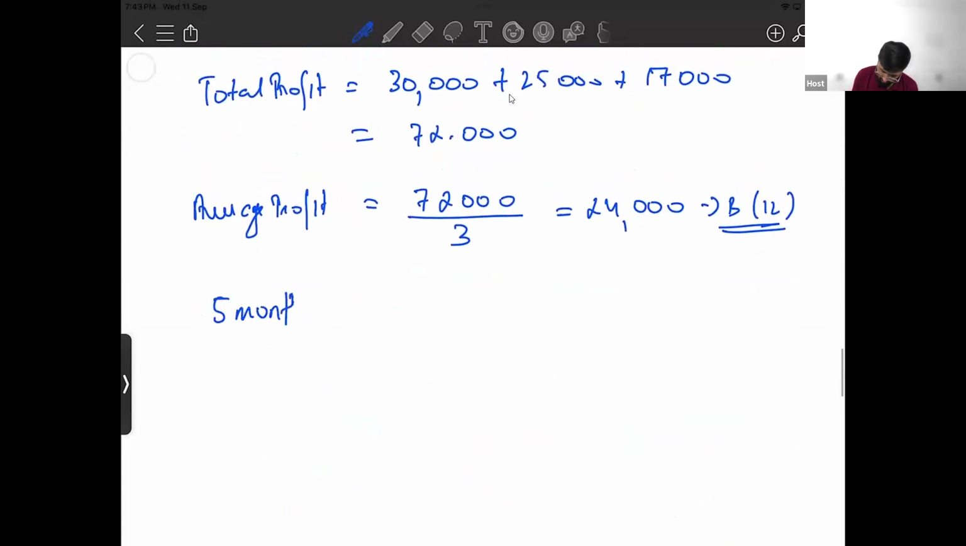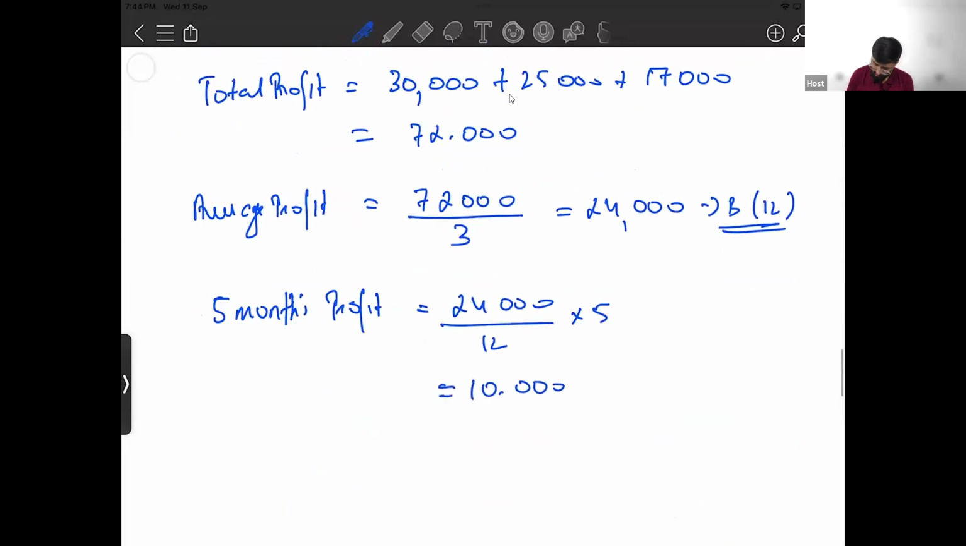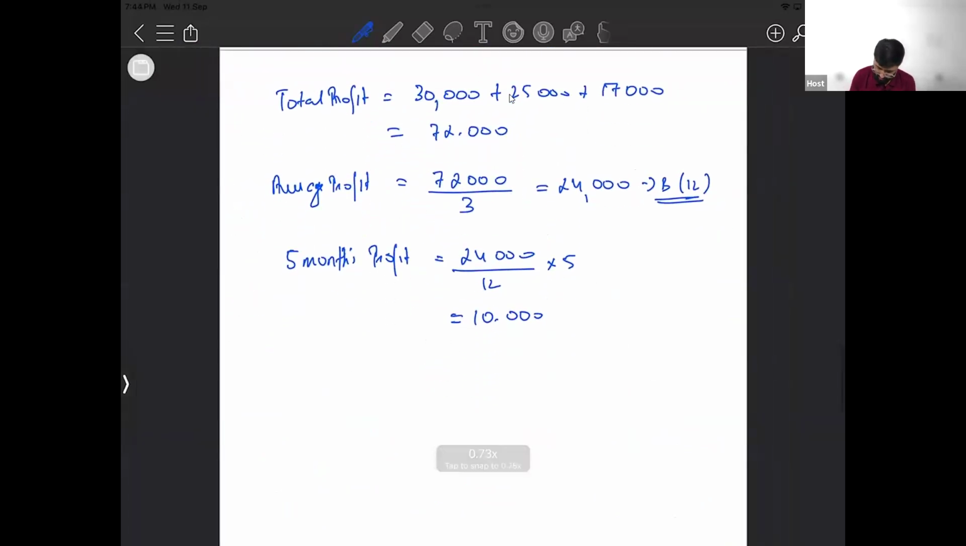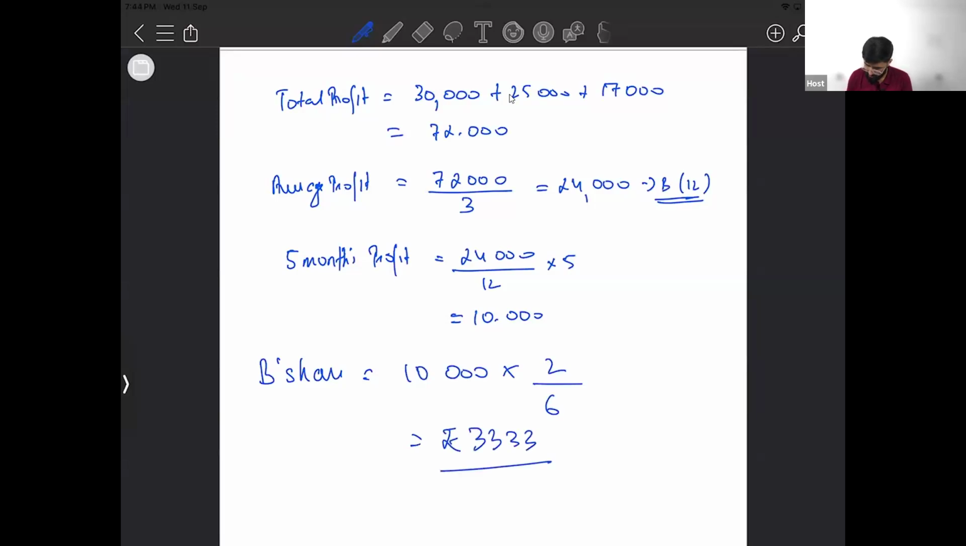5 months profit, so 24,000 divided by 12 into 5. So it is 10,000. Now we will find out B's share. B's share is 10,000 into 2 by 6. So it will be rupees 3333.